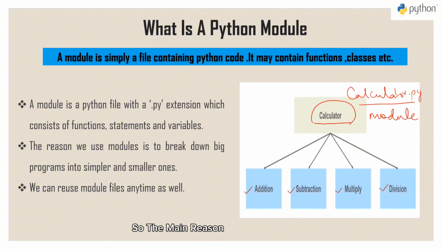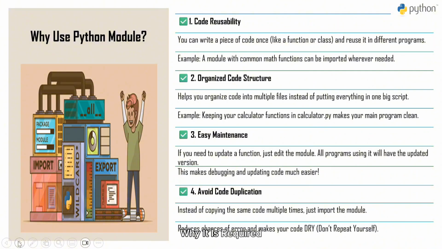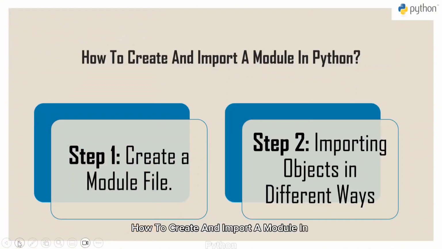and I can reuse the module in some other Python program. The main reason we use modules is to break big problems into simpler and smaller ones. Next, why do we need to use modules, why is it required? Modules make our coding life easier by organizing the code better, reusing functions and logic, easy maintenance, and making programs simpler and more efficient. Pretty cool, right? Now we will see how to create and import a module in Python.